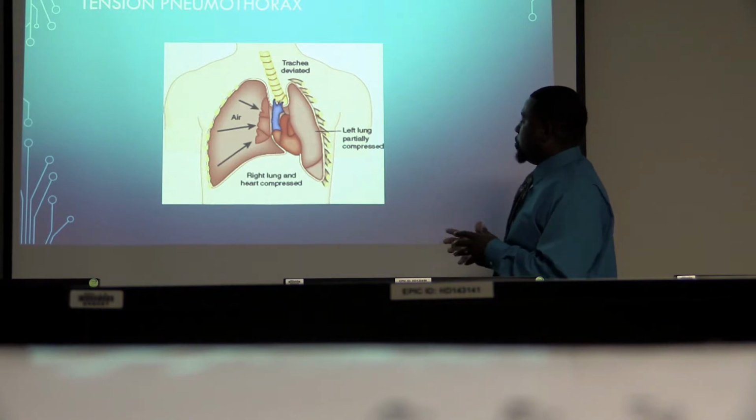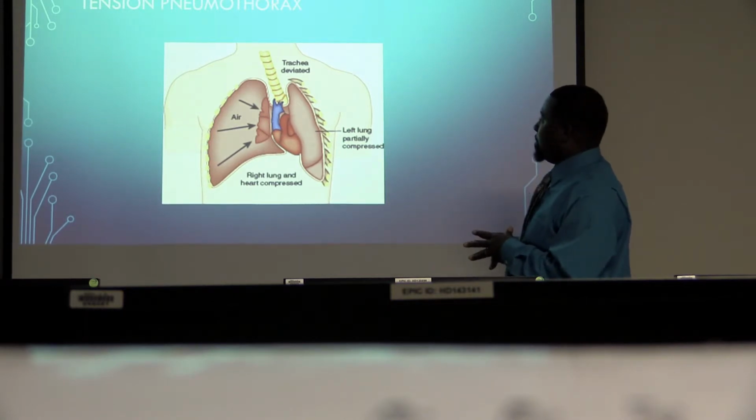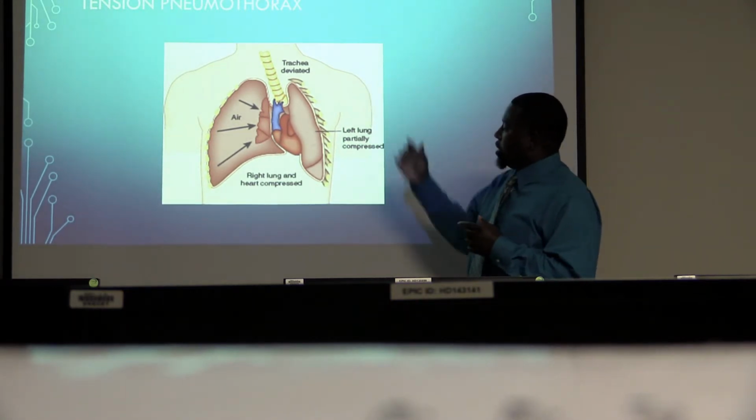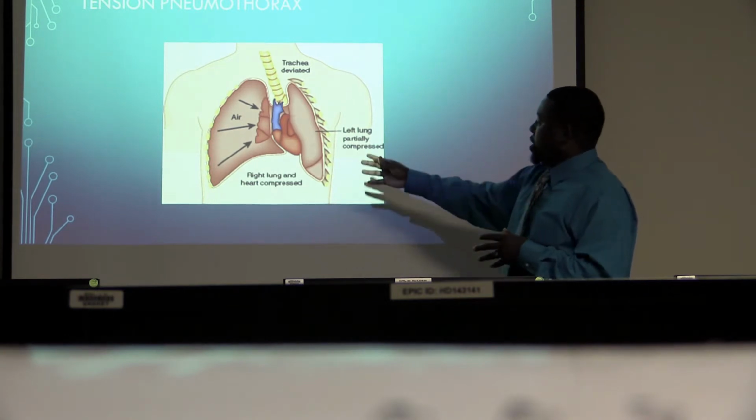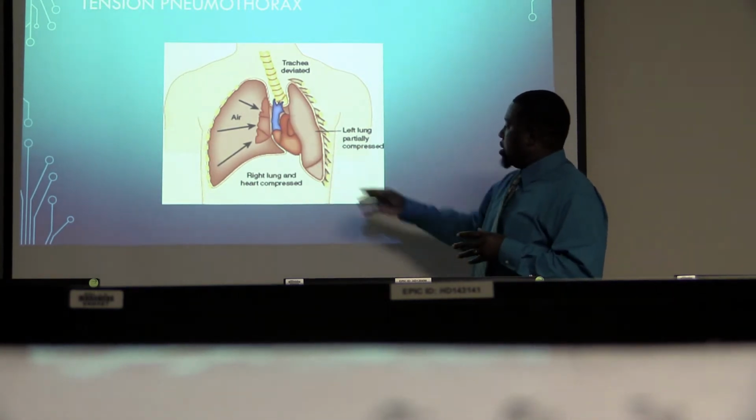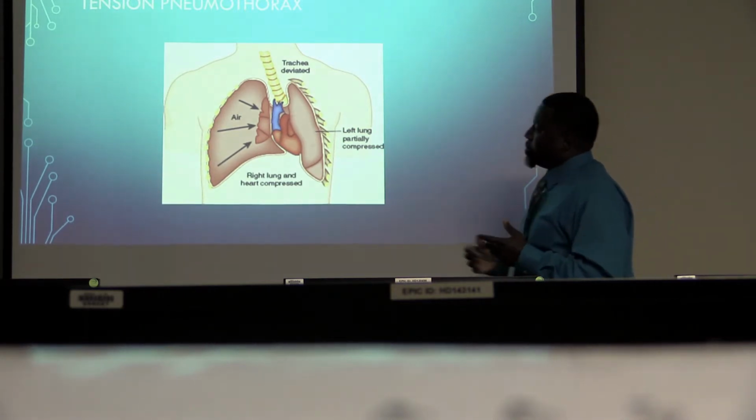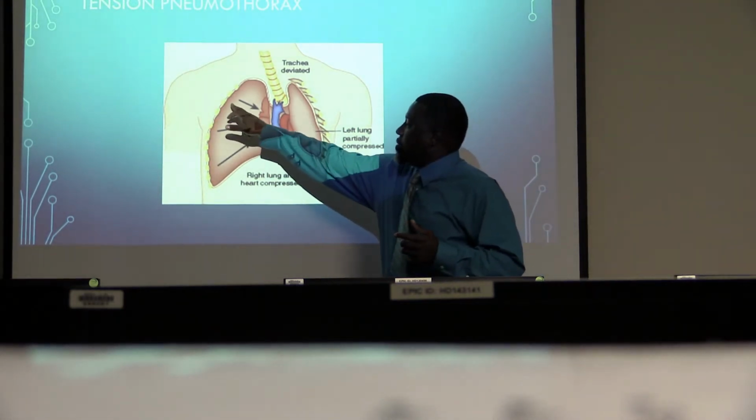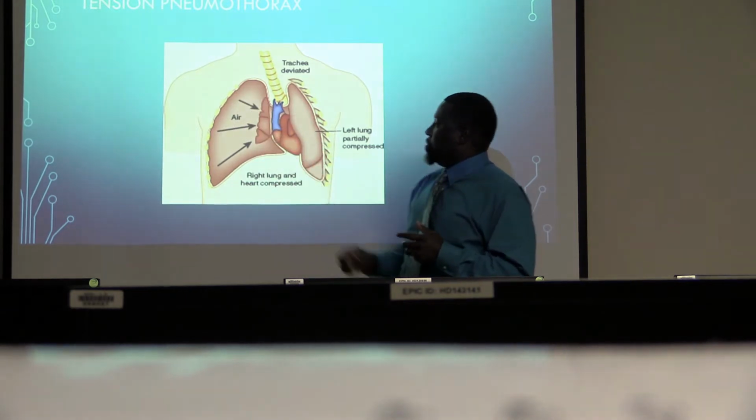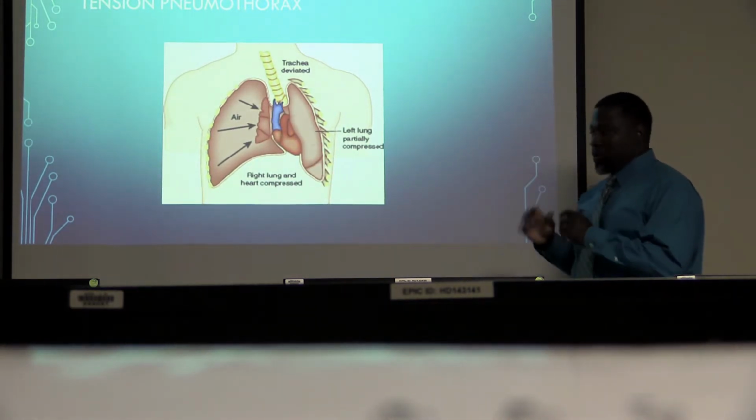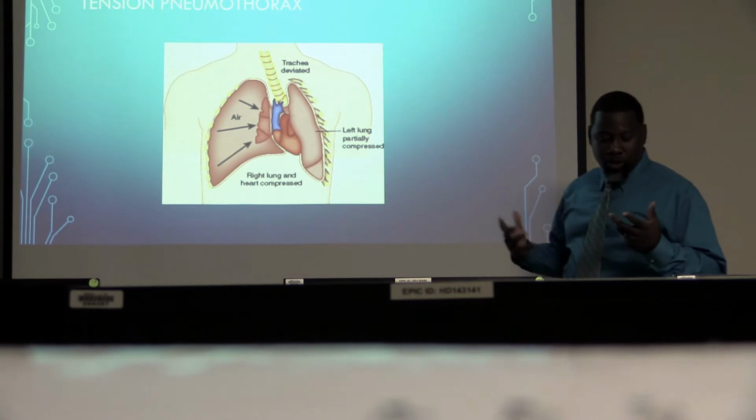Here is another view of pretty much the same thing, where it shows you where the trachea has deviated, where all your organs, your heart and your lungs, are compressed. And in a needle decompression, you will put it right here. You'll put the needle in where the air will just come out. You'll hear a gushing sound.